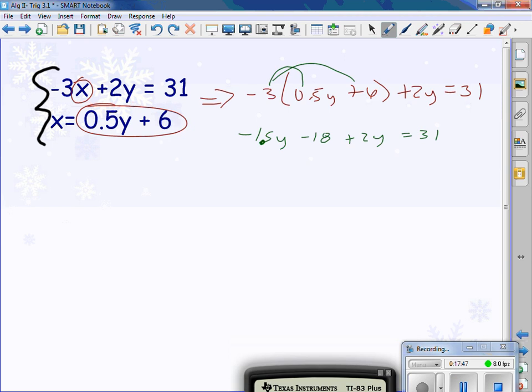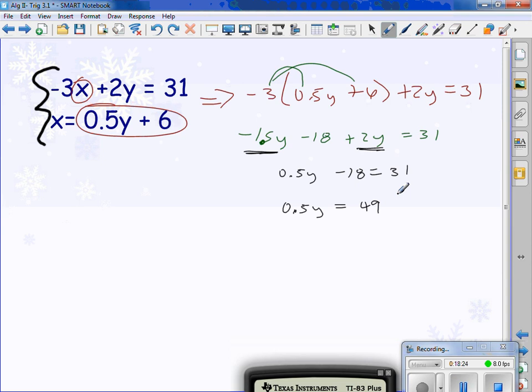Now I try to combine my like terms, which happens to be the negative 1.5 and the 2. So I have 0.5y minus 18 equals 31. Add 18. If I add 18 over, 0.5y, notice I'm writing 0.5. That way I know it's a decimal point. Equals 49. When I add the 18, I get 49.